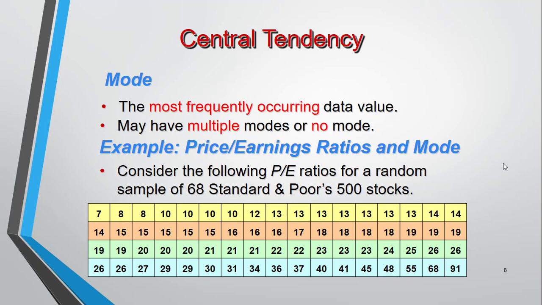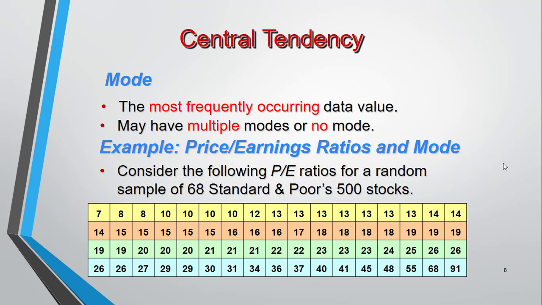Another way to measure central tendency is the mode. Now, what is the mode? The mode is the most frequently occurring data value. Whichever value occurs most frequently in the data set, that's your mode. You may have multiple modes or no mode.